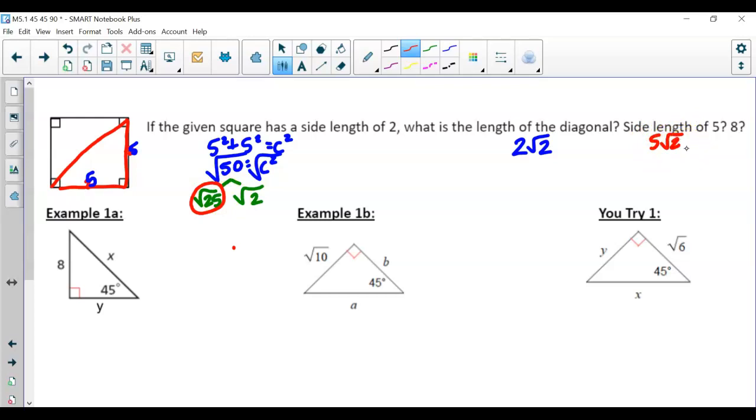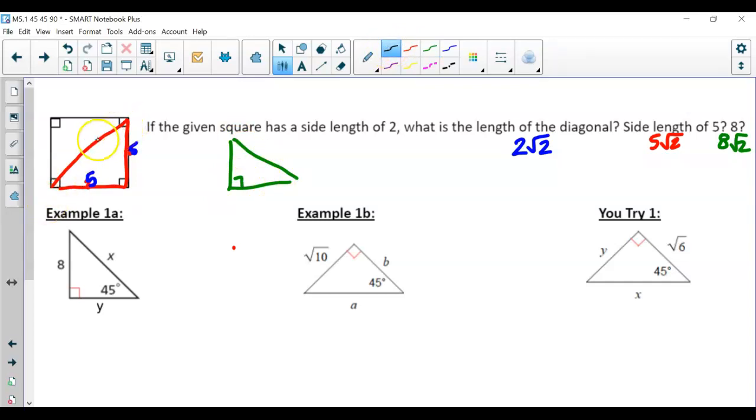So notice the pattern here, right? Without even having to calculate, if we had a side length of 8, then what is going to be the length of the diagonal? 8 radical 2. And that is the pattern here for our first type of right triangle. Because keep in mind that this diagonal in a square also serves as an angle bisector. So this 90 has now been bisected into a 45-degree angle. So what we just solved was the 45, 45, 90.